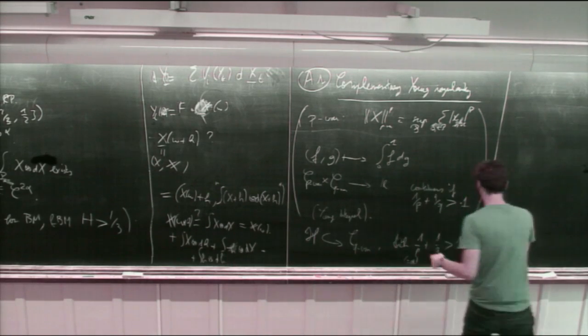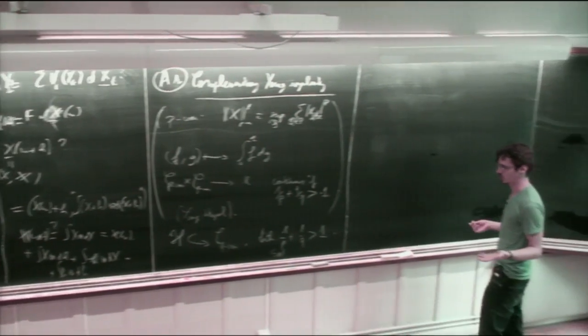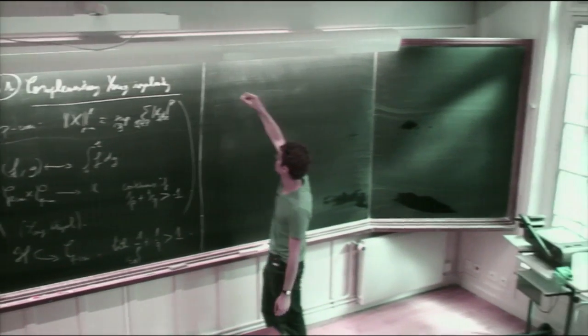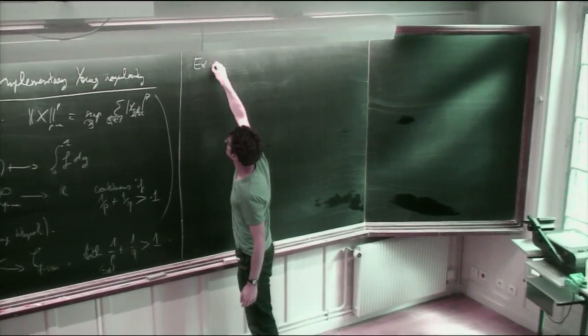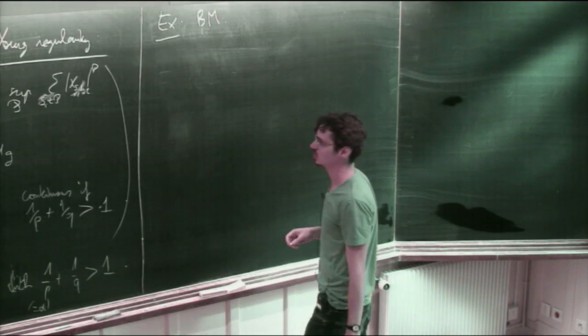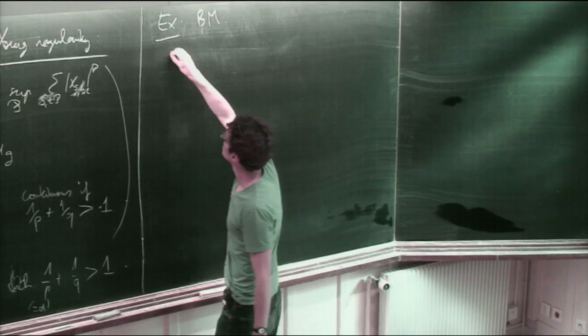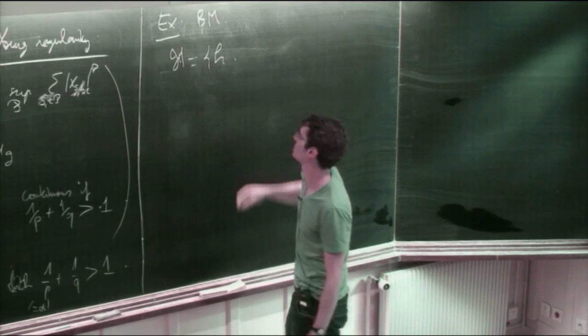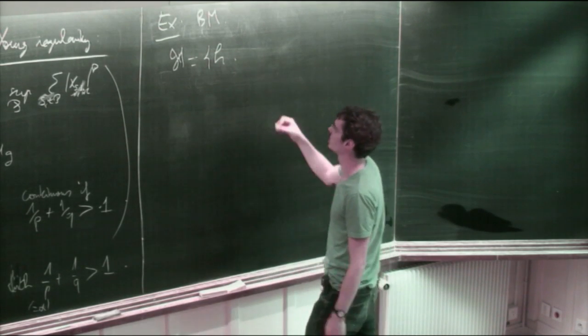Something which I forgot to say earlier is an example of a Cameron-Martin space, which is helpful. Let me give it now. For Brownian motion, the Cameron-Martin space is the set of h such that they have a derivative, so they're absolutely continuous.